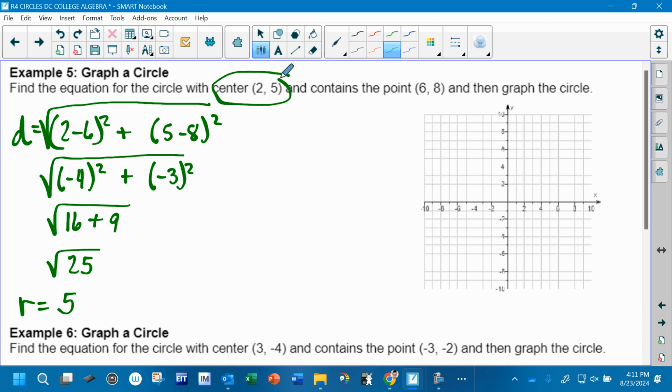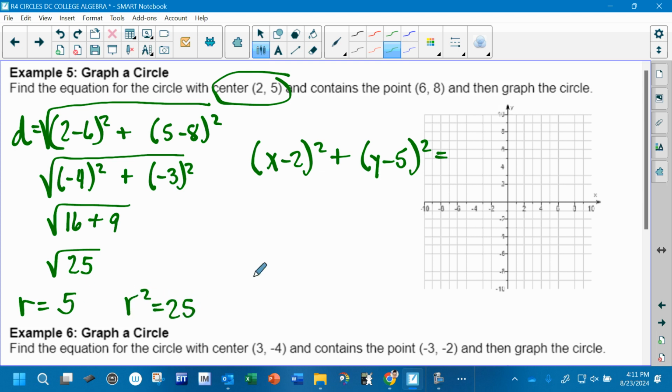The center, so that's my h and my k. So that's going to be x minus 2 squared, y minus 5 squared equals, if r is 5, then r squared is 25. And there's the equation of that circle.